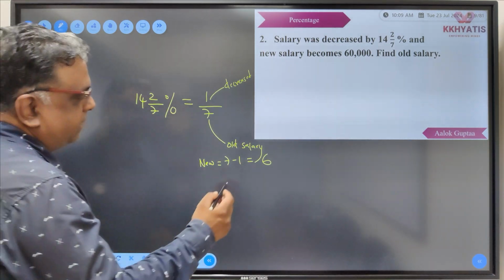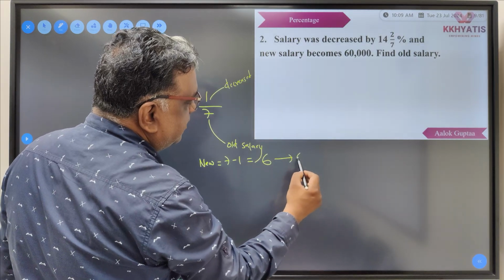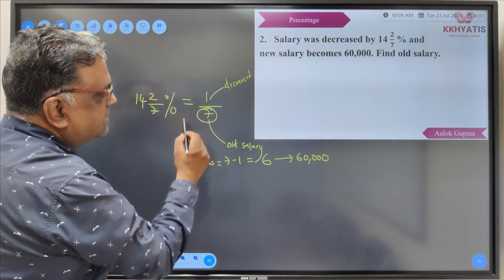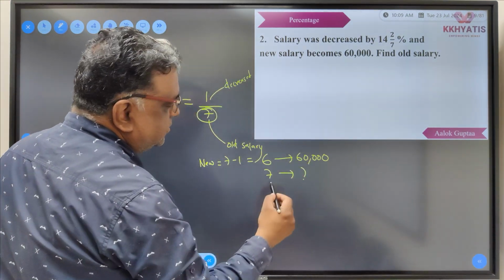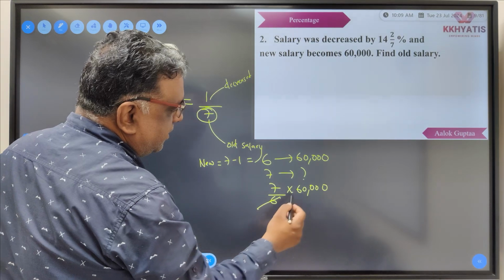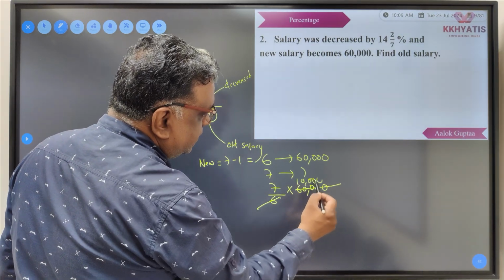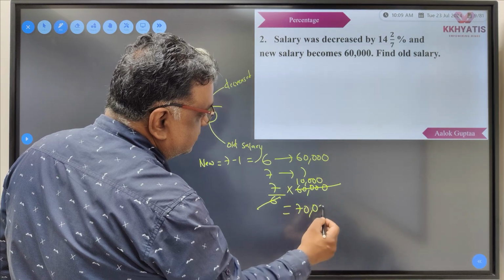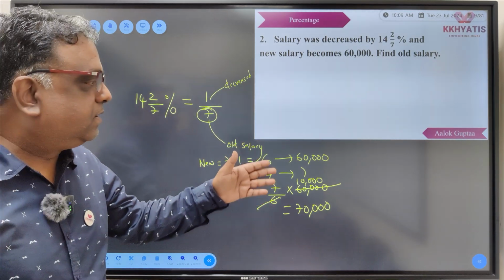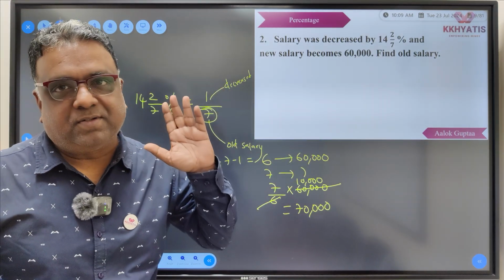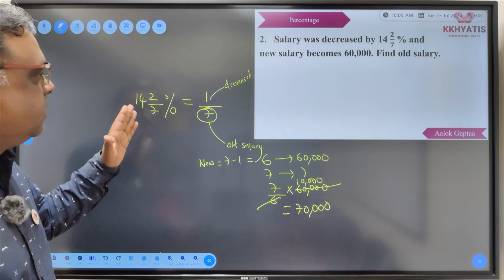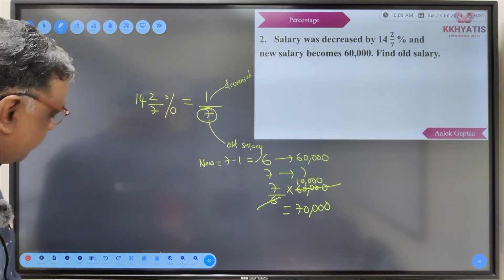Now, my new salary is given to be 60,000, which means the value of 6 is given to be 60,000. And I have to find my old salary. What was my old salary? 7. So I have to find the value of 7. So by unitary method, this will be 7 by 6 into 60,000. I will cut this. So my old salary was 70,000. And after I got a decrement of 14.2 by 7%, my new salary became 60,000. So you can see how important it is to convert percentages to fraction and ace the problems. Next.